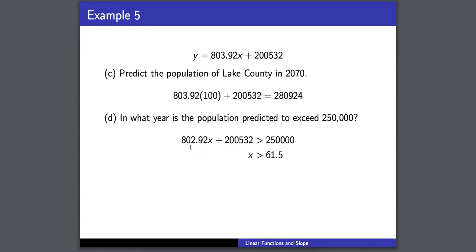But we want to know where our function is greater than 250,000, and if we subtract 200,532 and divide by 803.92, we get about 61 and a half years. So it's predicted to exceed 250,000 in the year 2031. Now, whether or not it does is dependent on a lot of other factors, but in terms of linear regression and using a linear model to predict the population, we are predicting to exceed 250,000 people around the year 2031.